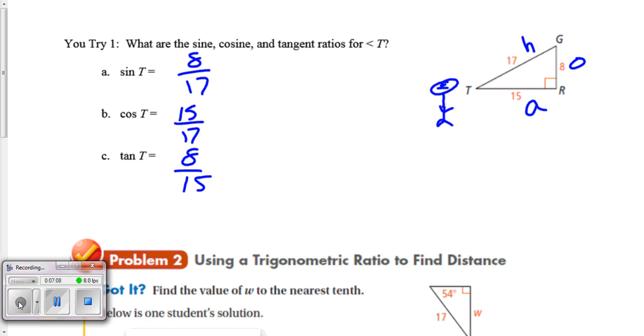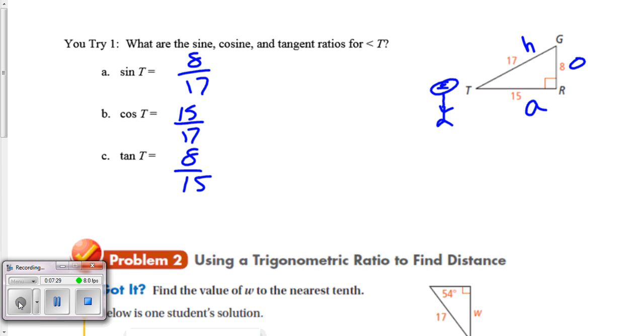Notice my person's a cyclops. Okay, my sine is opposite over hypotenuse, 8 over 17. My cosine is adjacent over hypotenuse, 15 over 17. And my tangent is opposite over adjacent, 8 over 15. Notice in all my triangles, I'm drawing a person, so I know my point of view I'm looking from. And then I also label my O, A, and H. It just makes it easier to look at.